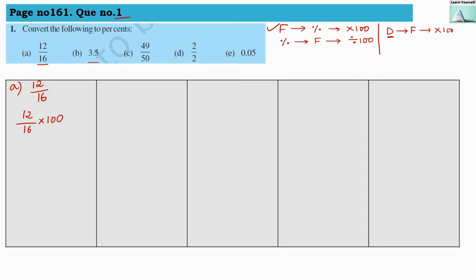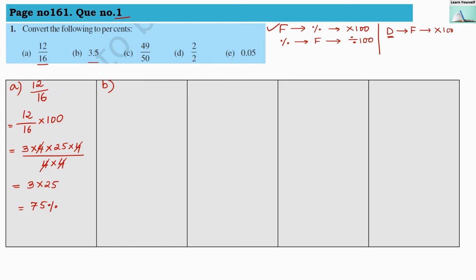Now we have to simplify this and convert this into lowest form. So 3 into 4, in multiplication with 25 into 4. 100's simplest form is 25 into 4. Now in division, 16 is there, so I am going to write 4 into 4. So these two 4s will get cancelled off in denominator and numerator. So 3 into 25. 3 into 25 is 75. So 75% will be the answer for this first numerical.